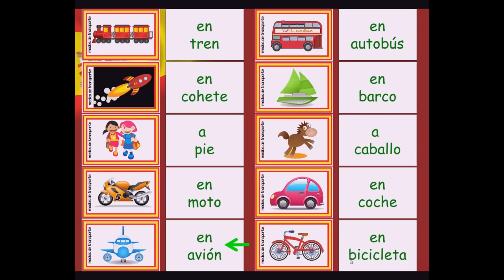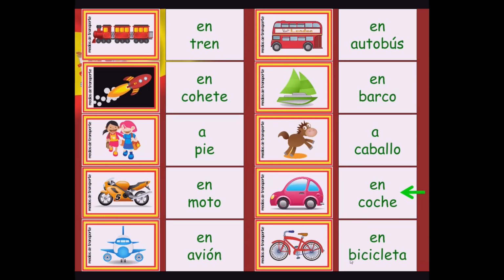By plane, by aeroplane. Have you spotted that avión is like the words aviator and aviation, all to do with planes in English? What about en autobús? What would that one be? Yep, by bus. And en barco, what would that be in English? By boat. What about a caballo? A caballo. Right? On horseback is probably the best in English.